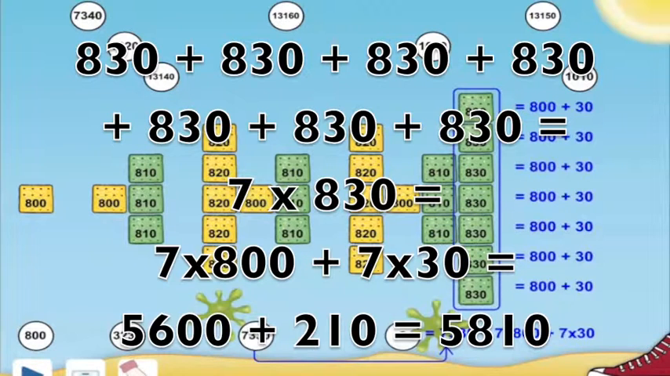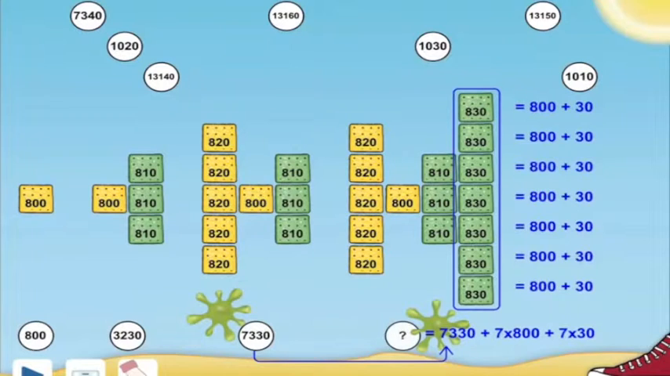7 times 800 is 5600. 7 times 30 is 210. And if we add 5600 with 210, we get 5810. We will add 5810 directly to the previous total of 7,330. That was a total for the previous pattern. We have that 5,810 plus 7,330 is equal to.